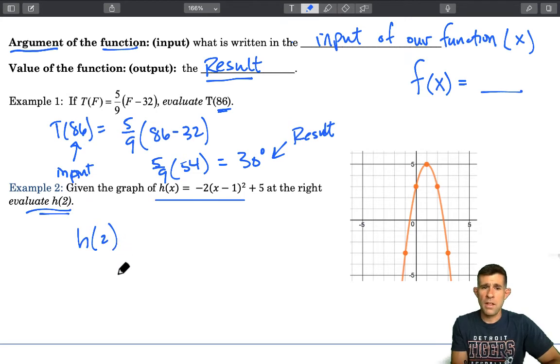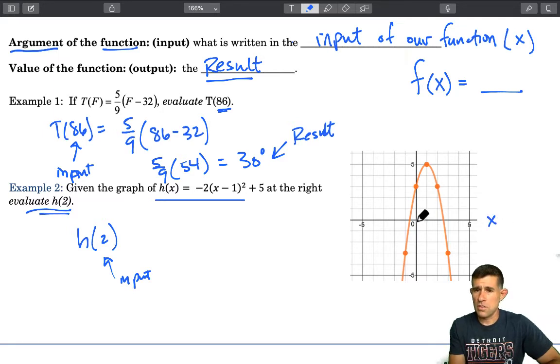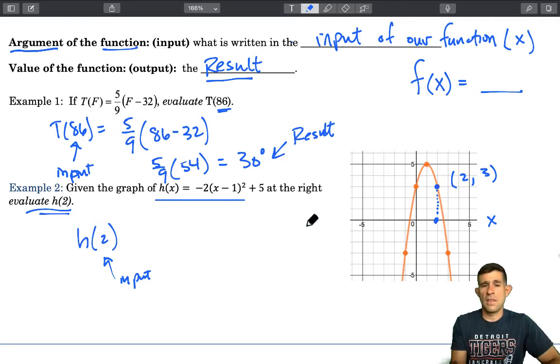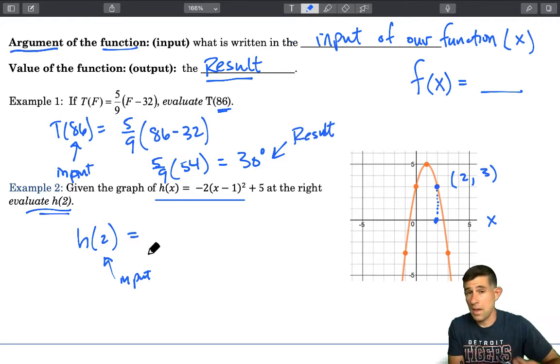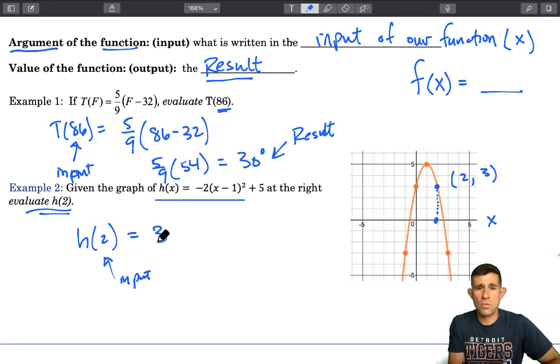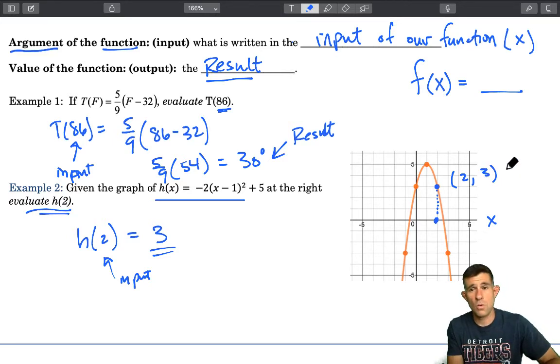So keep in mind that 2 is my input. Now remember, your x values are your inputs. So you're going to go over to 2 on the x-axis, and you're going to go up to the graph. All right? So here's the point, 2 over and 3 up. And the output, when x is 2, or the input is 2, or the argument is 2, the output is 3. So to evaluate this, we would say that the evaluation would be 3.